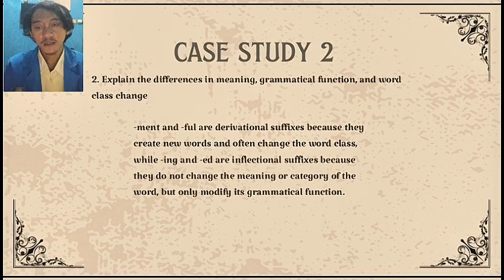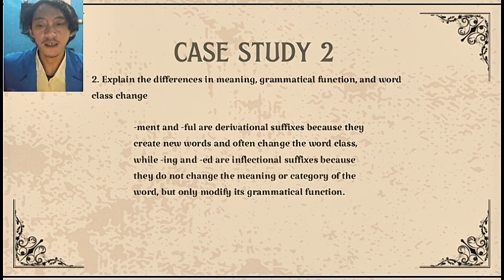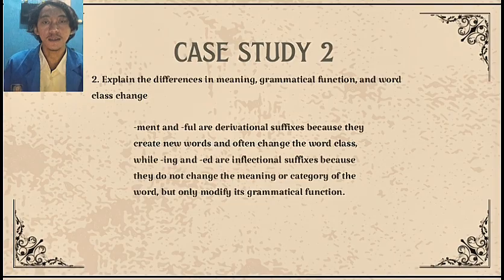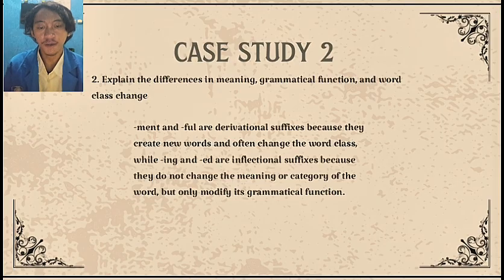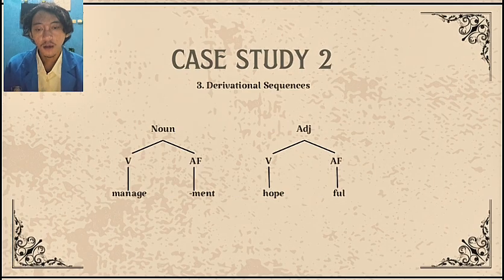The second: explain the differences in meaning, grammatical function, and word class change. -Ment and -ful are derivational suffixes because they create new words and often change the word class, while -ing and -ed are inflectional suffixes because they do not change the meaning or category of the word, but only modify its grammatical function. The third: derivational sequence. There are noun and adjective.